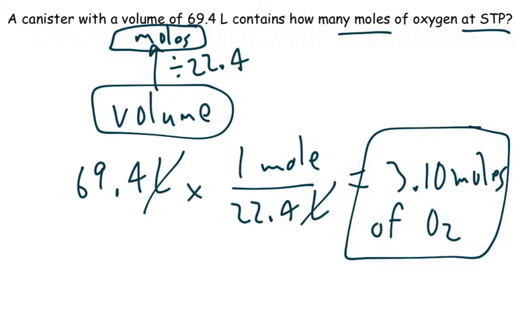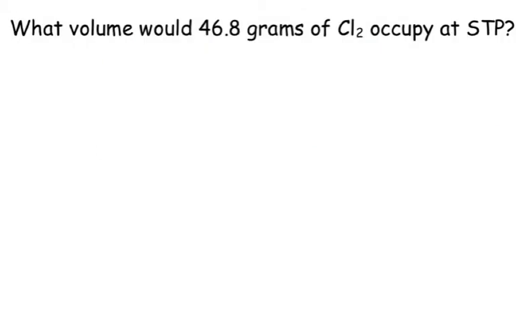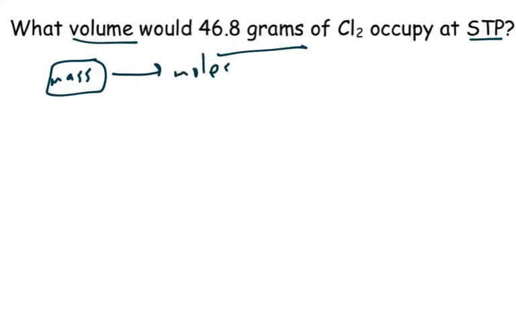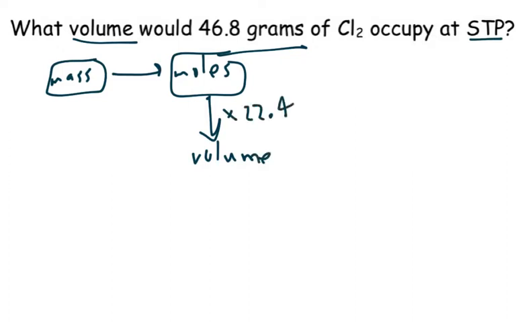But what you're going to see now is that we can also do 2-step problems. Look at this one here. We're being asked to go from grams to volume, and it does say at STP. So if you look at the flow chart, we're starting with grams. We're going to need to go to moles, so we're going to divide by the molar mass of Cl2, and then go to volume. It is at STP, so we'll end up multiplying by 22.4. But first, we have to divide by the molar mass of chlorine.